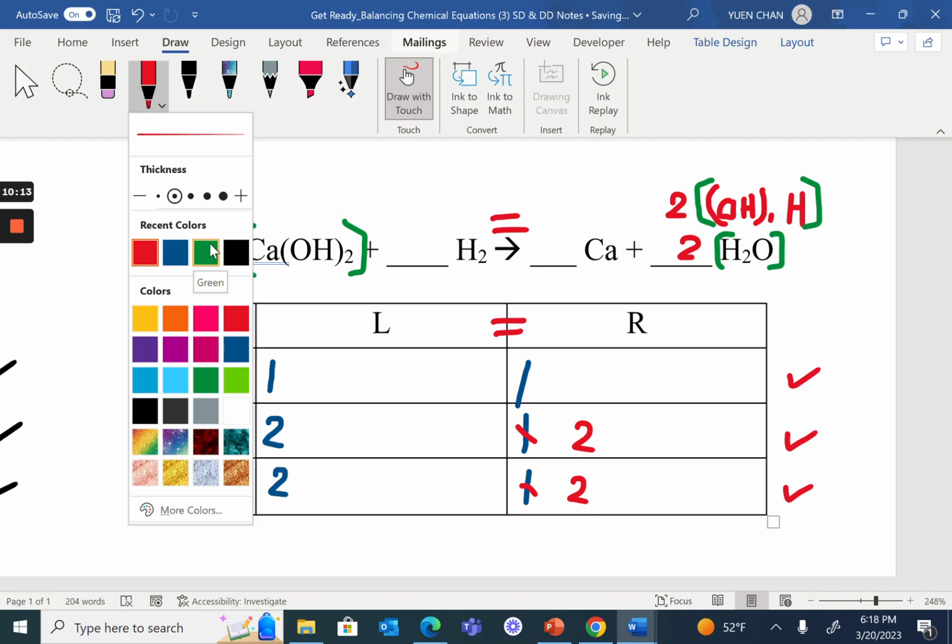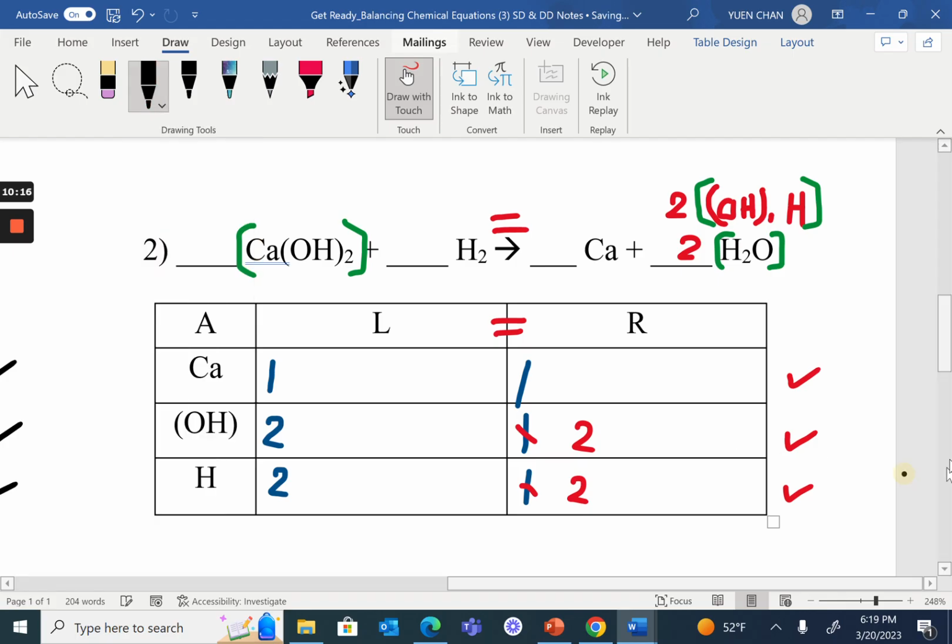I'm going to change it to be black pen. So right now everything's balanced. I can put 1, 1, 1 there. Okay, that's balanced.